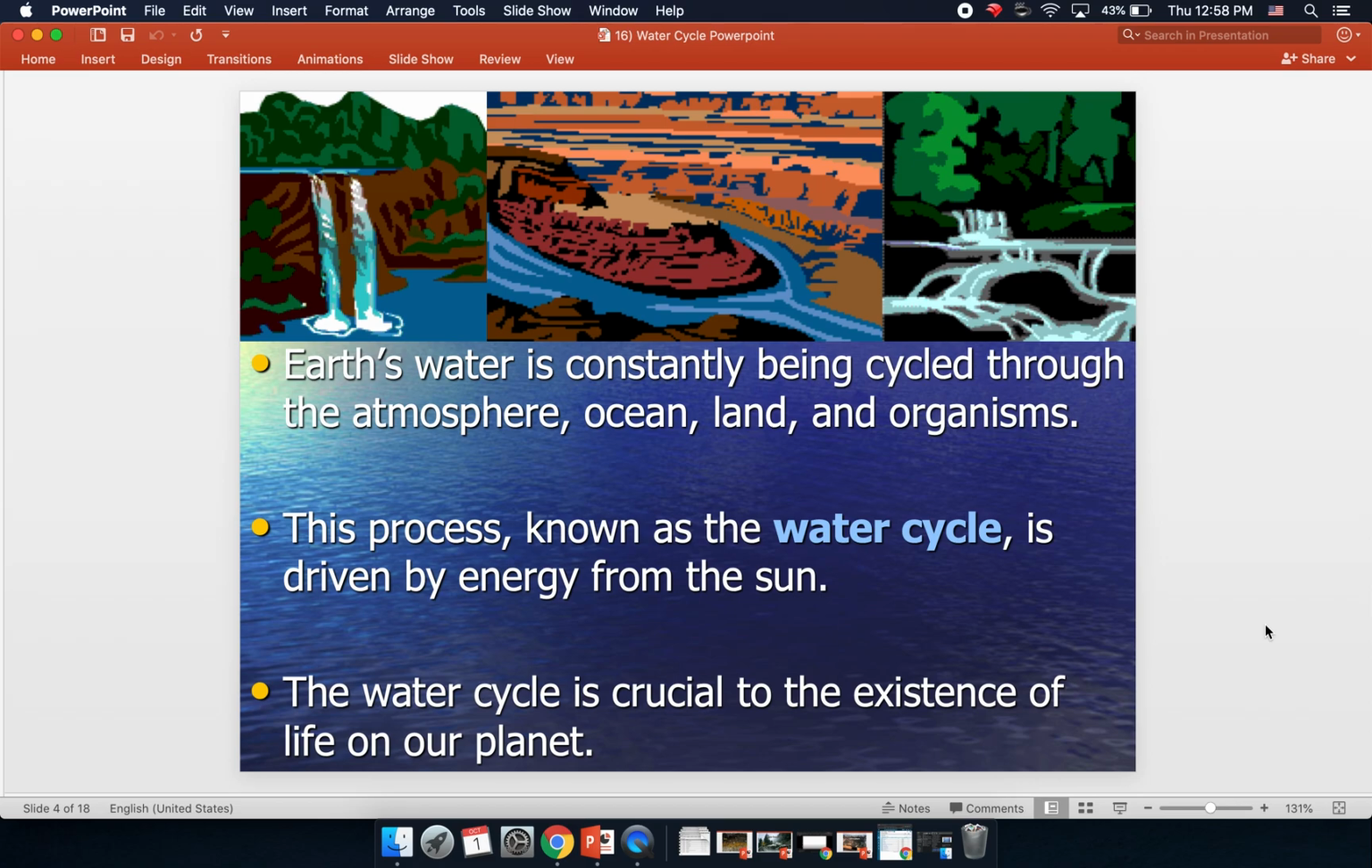Earth's water is constantly being cycled through the atmosphere, ocean, land, and organisms such as plants and animals. This process, known as the water cycle, is driven by energy from the sun. The water cycle is crucial to the existence of life on our planet. Without the water cycle, there would be no life here on planet Earth.